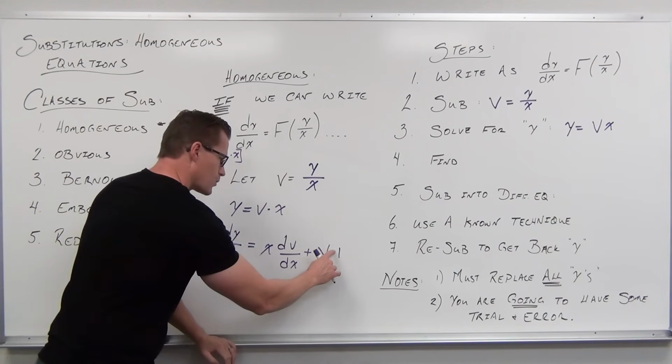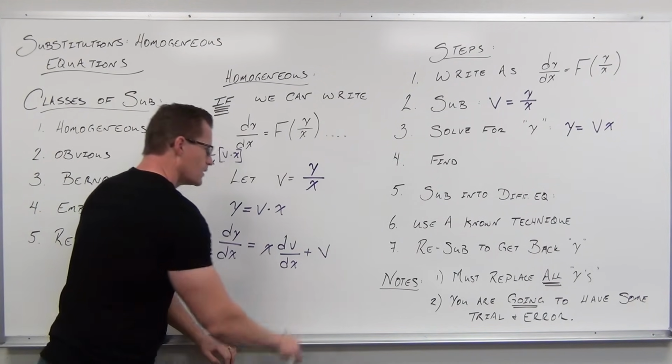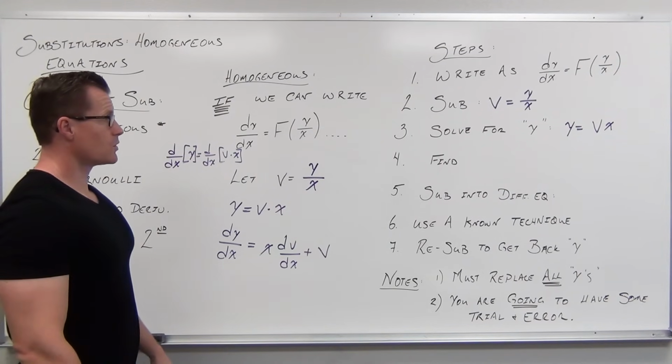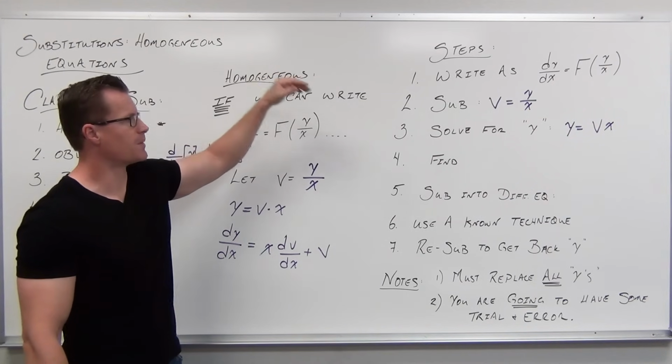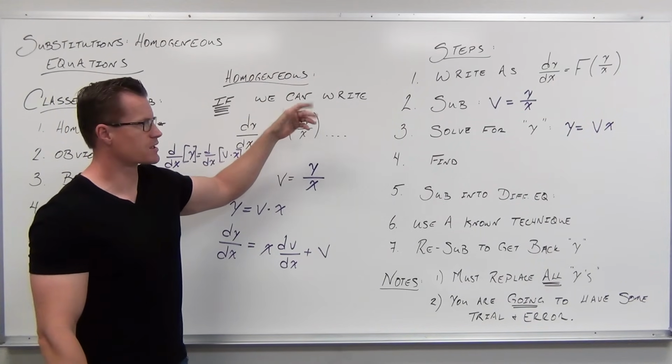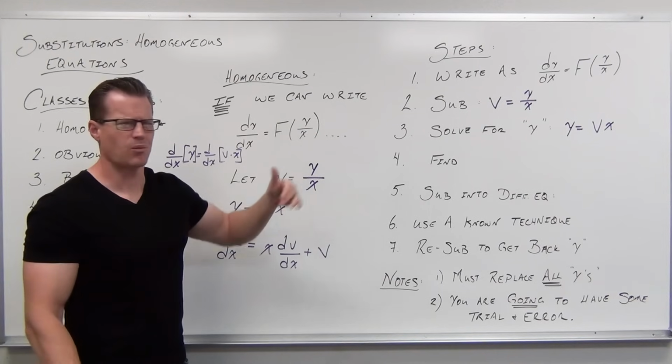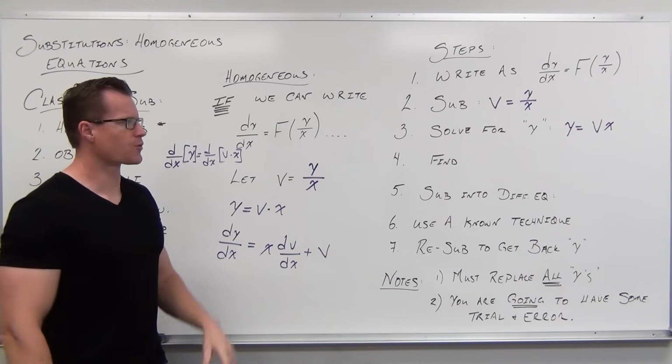Let me clean this up, we don't really need that 1. So we write this as a function. Okay, cool, y over x, no problem. Make a substitution, v equals y over x, easy. Solve for y, not a problem. Why are we doing that? Why are we solving for y?